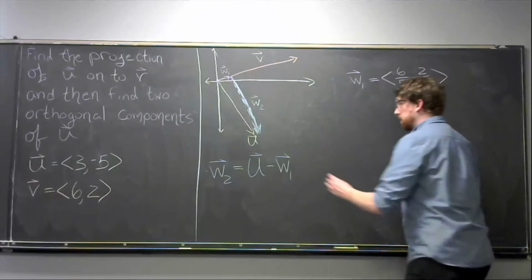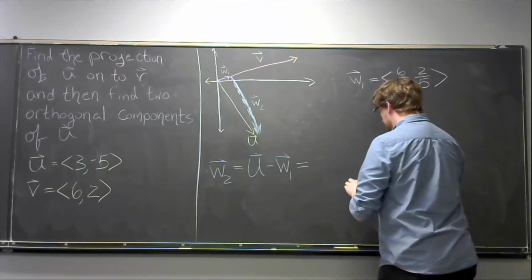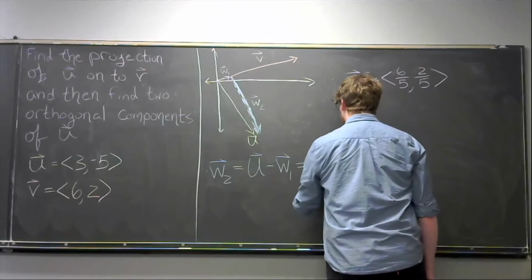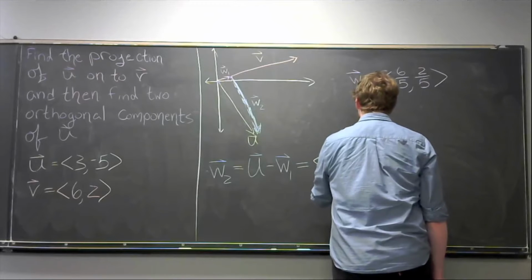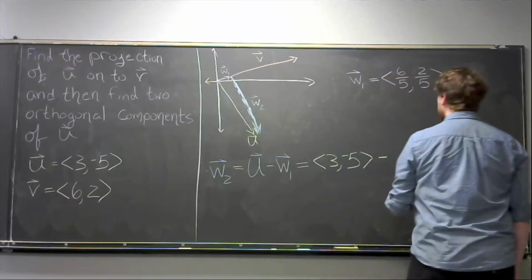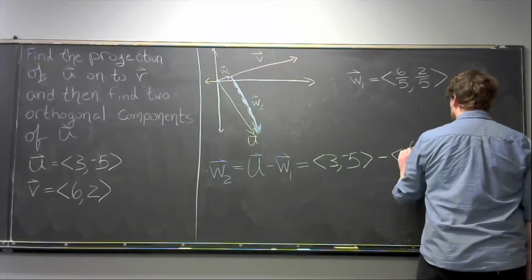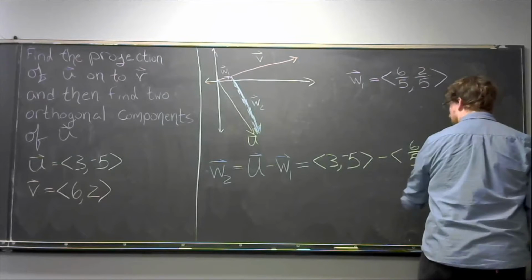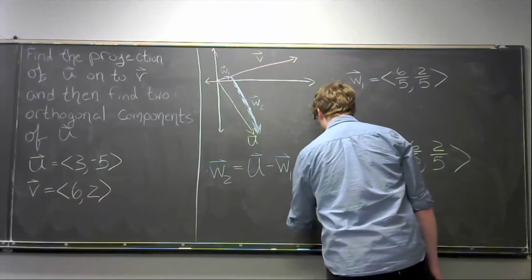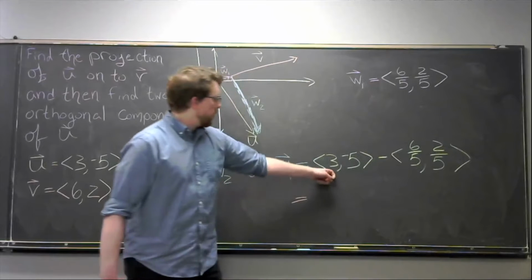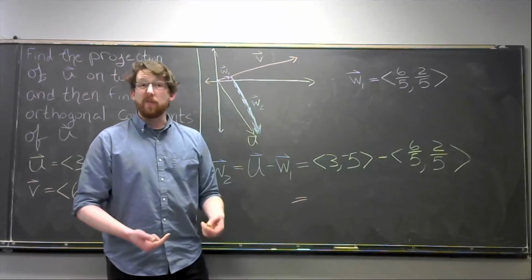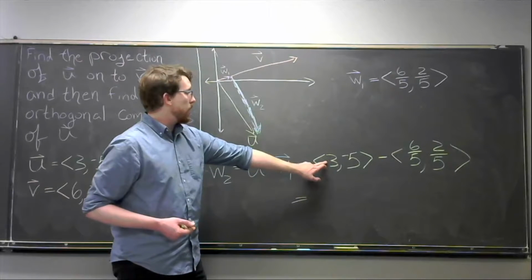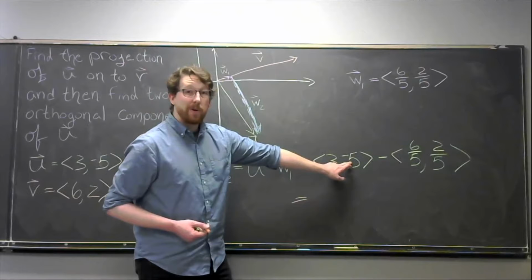We already had that. So this all comes out to be the vector 3, negative 5 minus 6 over 5, 2 over 5. So we want to put these over shared fractions, right? We want a common denominator between these. So this is going to become 15 over 5. This is going to become negative 25 over 5.